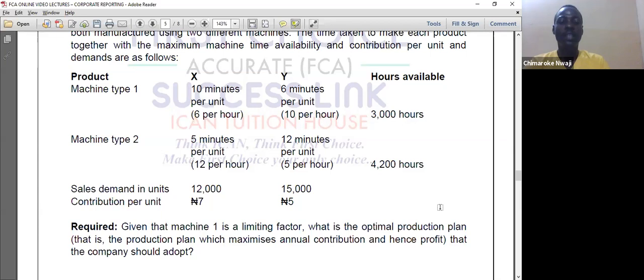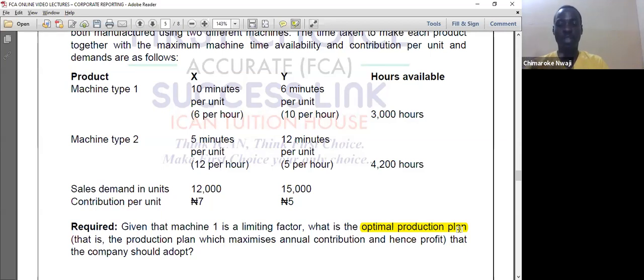Now, remember we said machine 1 in our first question is the limiting factor. They are telling us here that given that machine 1 is a limiting factor, what is the optimal plan? If you remember, that is our step 6. You cannot get to step 6 by jumping steps. You must go gradually.